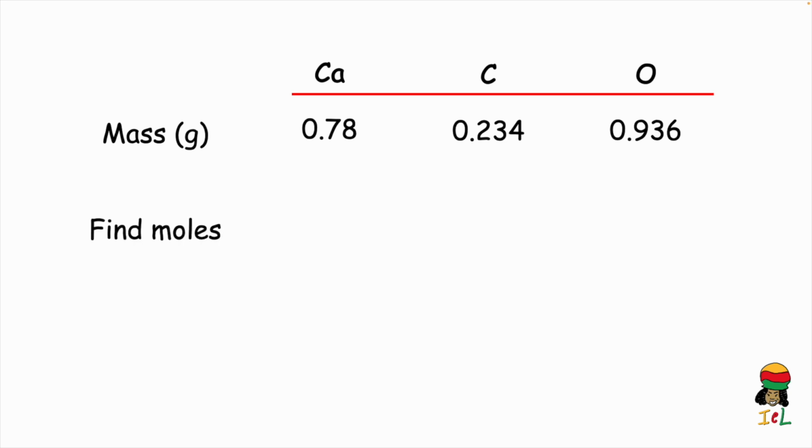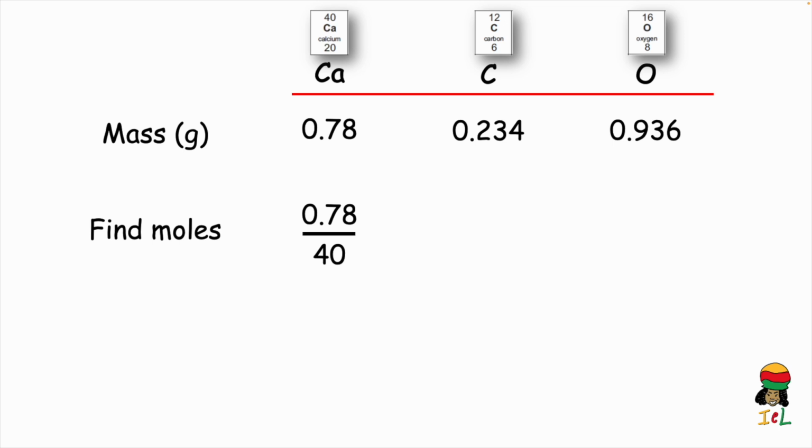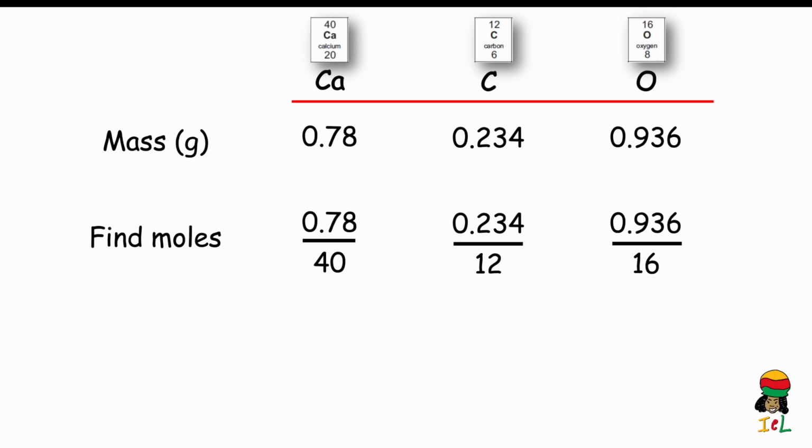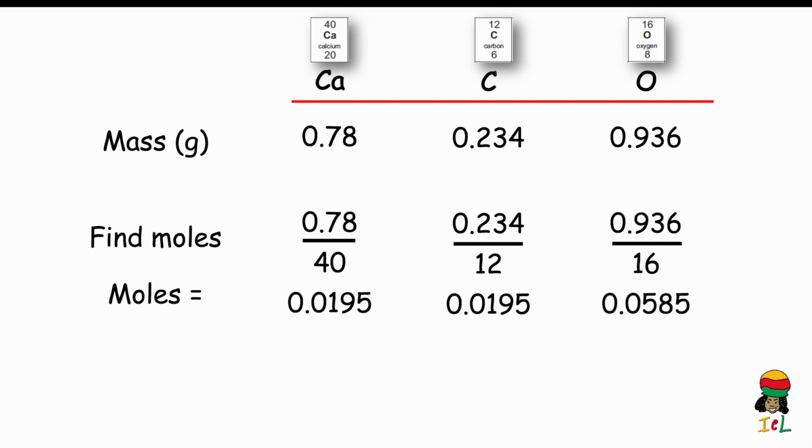Step 3, we're going to find the moles, and we find the moles by dividing the mass by the molar mass of the element. In the case of calcium, that becomes 0.78 grams divided by the molar mass of 40. For carbon, 0.234 divided by 12, and oxygen 0.936 divided by 16. Next, we find the answer in moles for each of the divisions. For calcium, we get 0.0195 moles. For carbon, 0.0195 moles. And for oxygen, 0.0585 moles.